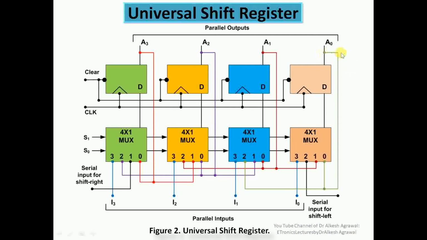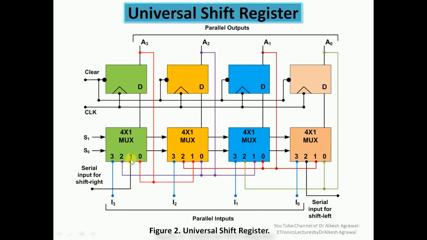A0 is connected to the 0 input of the same multiplexer. There is no multiplexer before it, so no connection there, and it goes to the 2 input of the next multiplexer. A3 is connected to the 0 input of the same multiplexer and input 1 of the previous multiplexer, and since there is no multiplexer next to it, no connection there. So these are the connections. Other than this, at input 3 of every multiplexer, we have the parallel connections I3, I2, I1, I0.